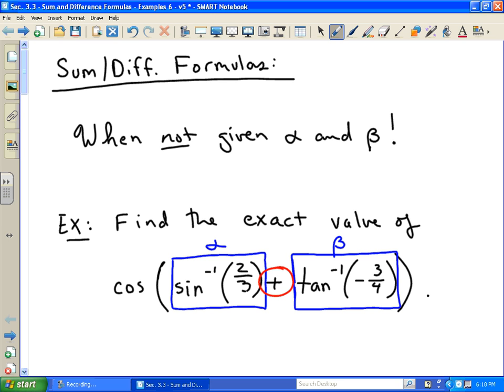So we're actually going to think of this particular problem as wanting to find the cosine of alpha plus beta. Now it turns out I don't need to actually know the angle measures for alpha and beta. The information that's given within the inverse functions is enough for me to be able to create triangles, and then from there find the desired values that I need.